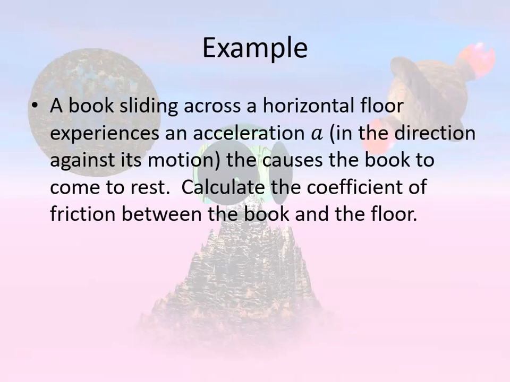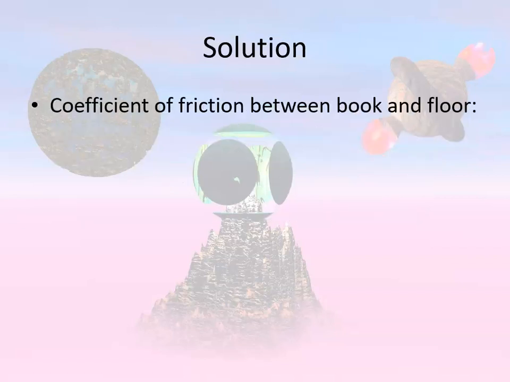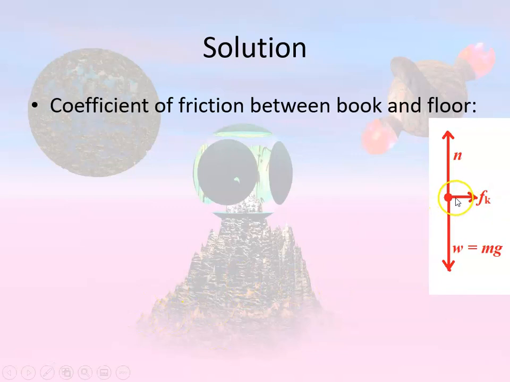Okay, how about another problem? How about a book sliding across a horizontal floor? Well, a book sliding across a horizontal floor is eventually going to come to a rest. So, calculate the coefficient of friction between the book and the floor if that book experiences an acceleration that we're going to call a. Well, consider the free body diagram. Here we're going to assume that the book is actually sliding to the left, but that would mean that the friction force is acting on the book toward the right.